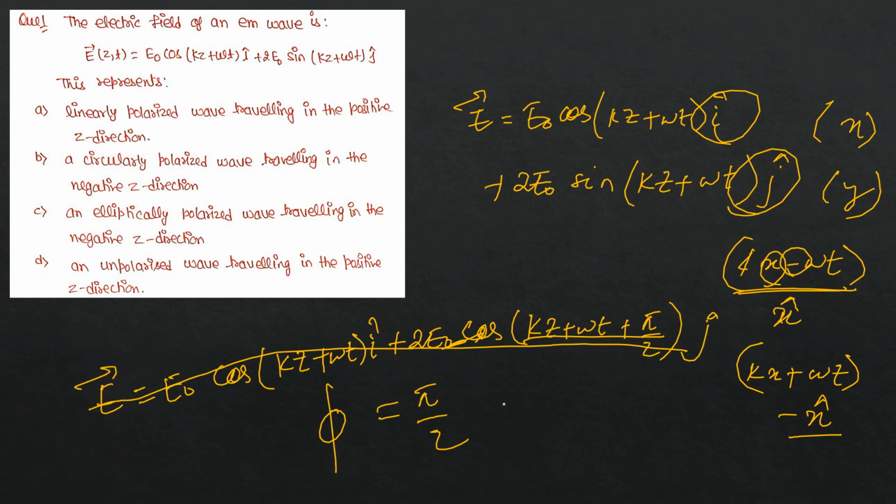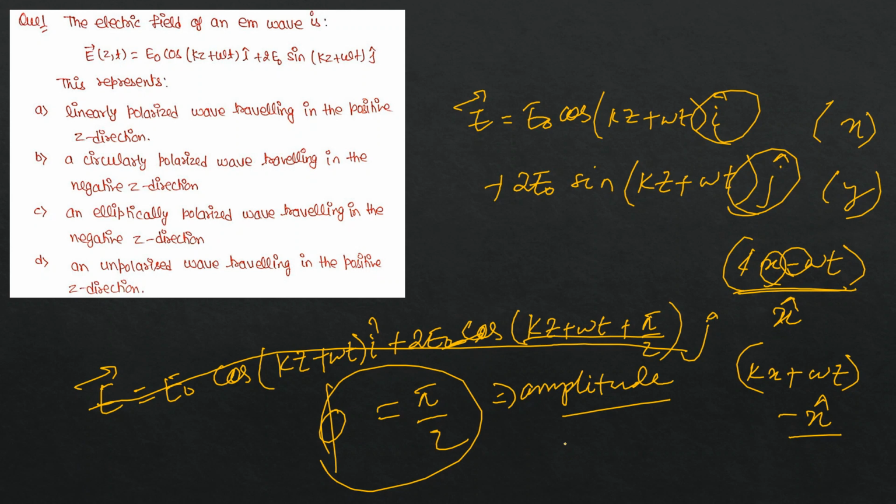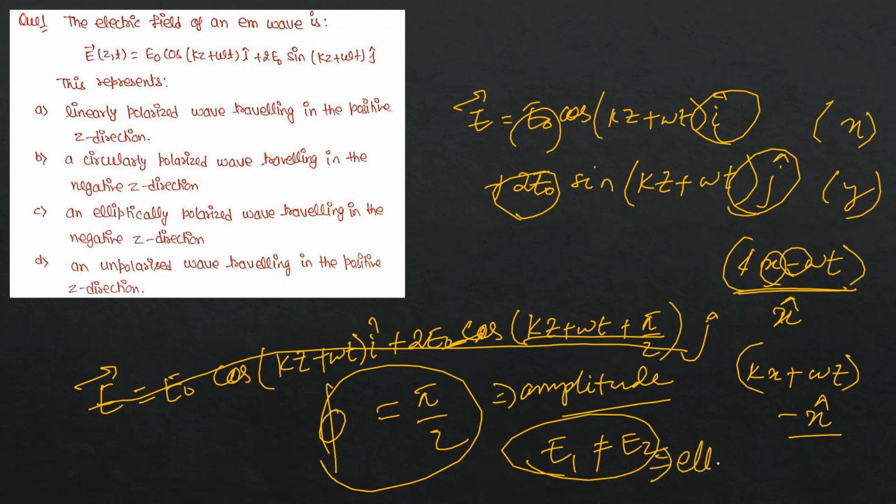Phi is equal to pi by 2. So if phi is equal to pi by 2, we have to then check what? Amplitude. We have to check amplitude. See, this is E naught, this is 2 E naught. So amplitude is not the same. So if amplitude is not the same, it will be what? Elliptically polarized. So the answer is elliptically polarized. But in which direction?